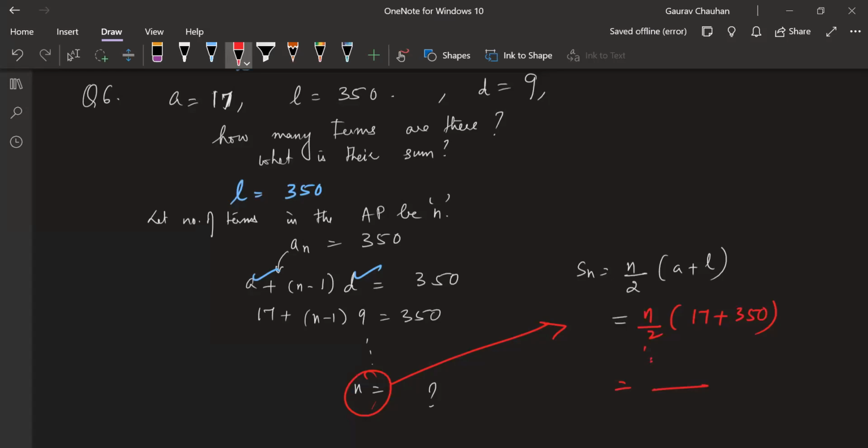Sir, n is 38. n is 38. Can people confirm if n is 38? I solved it, sir. You solved it. Fantastic, Dilruba. Love your participation today. No, sir, before only. Okay, fantastic. Very good, Dilruba. So n is 38, and then you go ahead and put it in this formula and you get the sum.